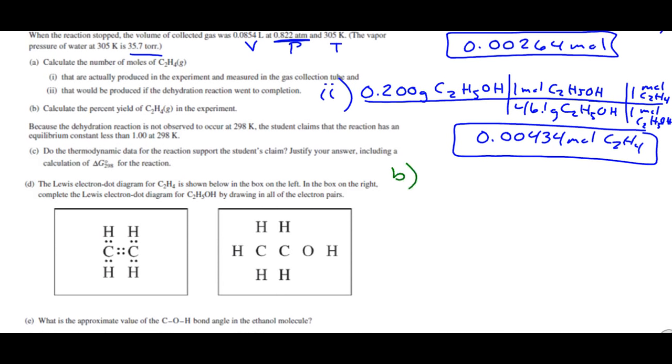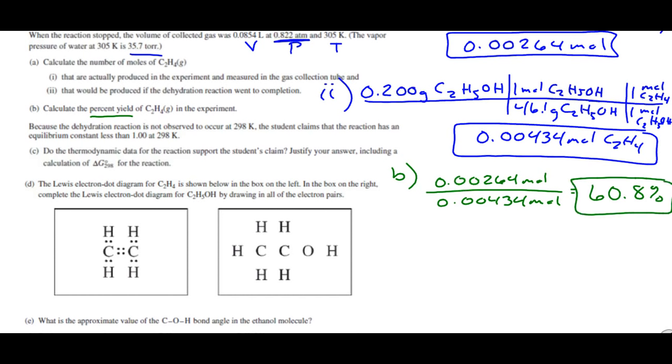Letter B. It says calculate the percent yield in the experiment. What is percent yield? It's actual over theoretical, or how much you made over how much you should have made. Well, I made 0.0026 moles of the gas. I should have made 0.00434 moles of the gas. So it's simply what was actually made over what should have been made. You divide those two, you turn it into a percentage, and the percent yield is roughly 60.8%.